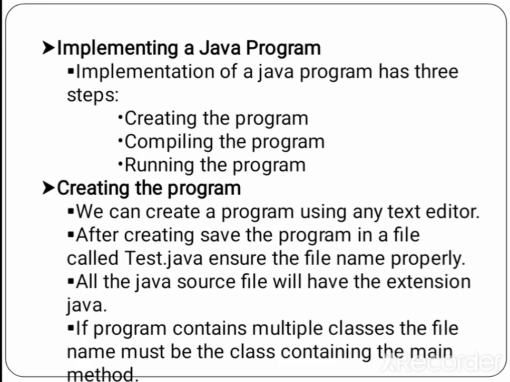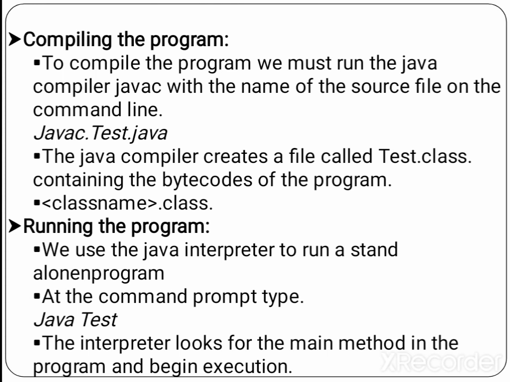Implementing a Java program. There are 3 steps to implement a Java program: creating the program, compiling the program, running the program. Creating the program. We can create a program using any text editor. After creating, save the program and ensure the file name is proper. All Java source files will have the extension .java. If program contains multiple classes, the file name must be the class containing the main method.